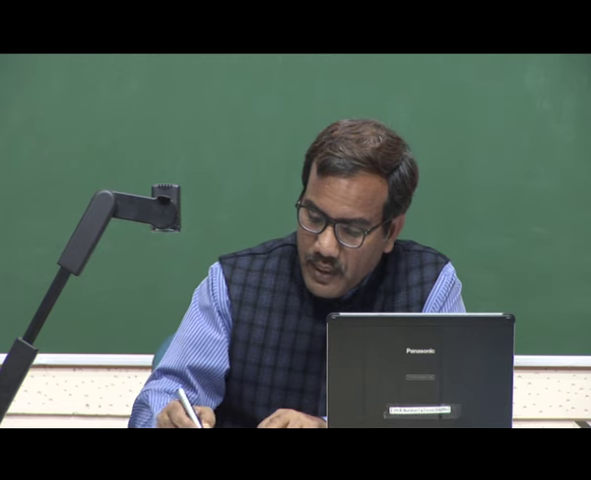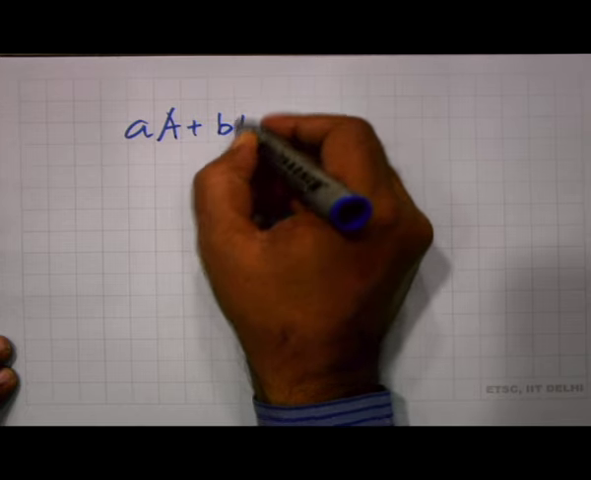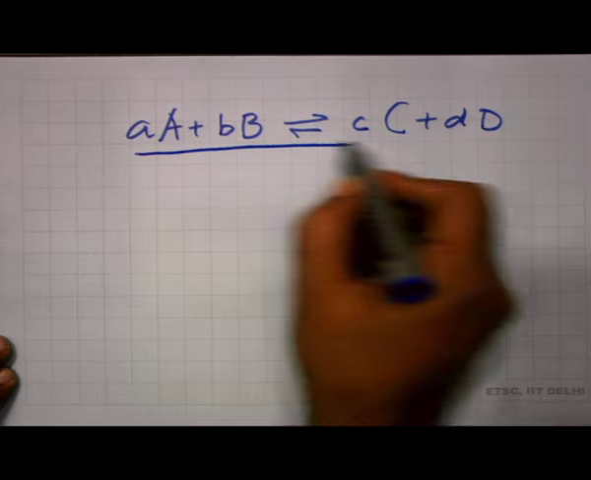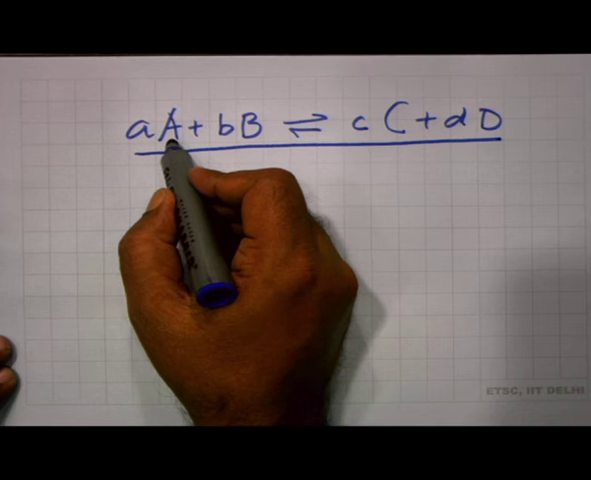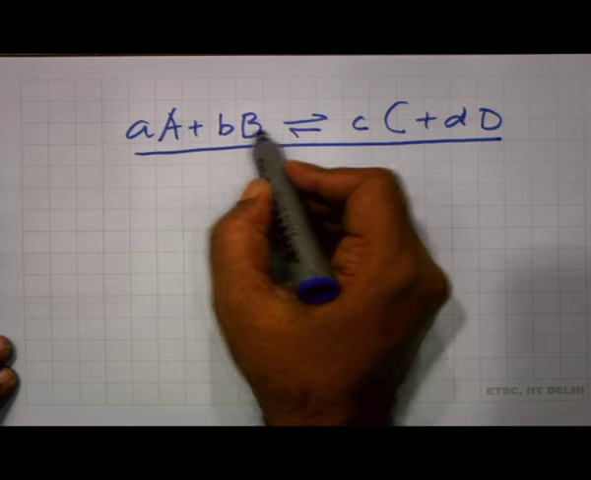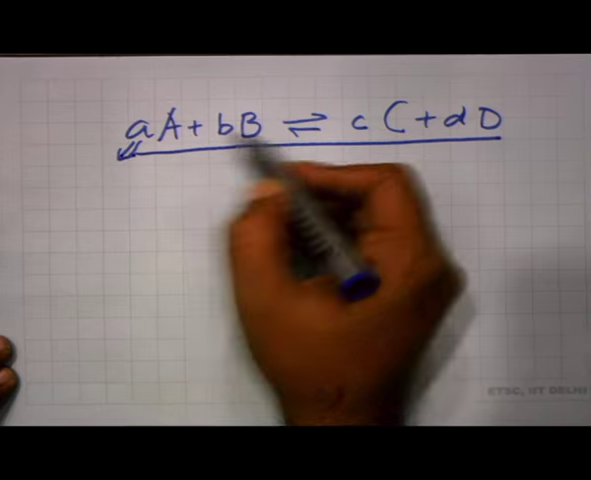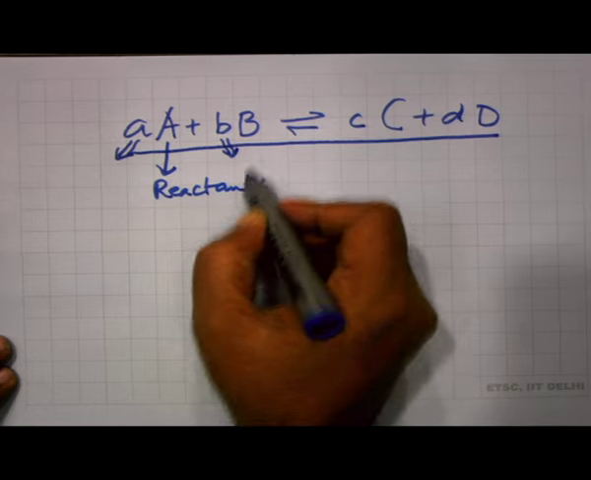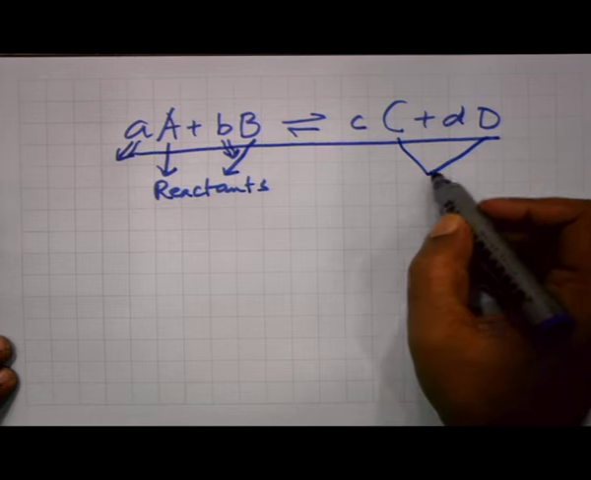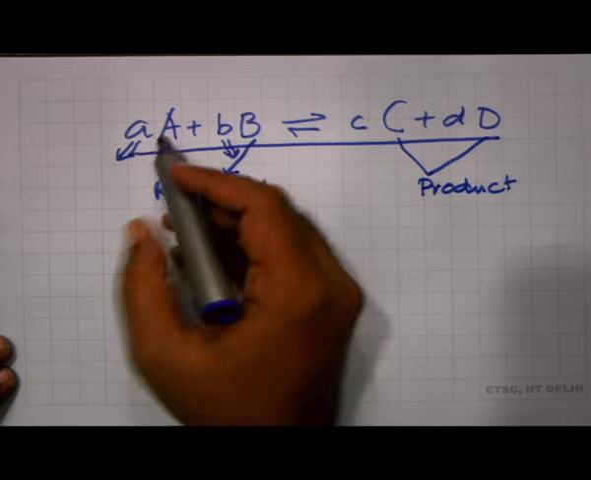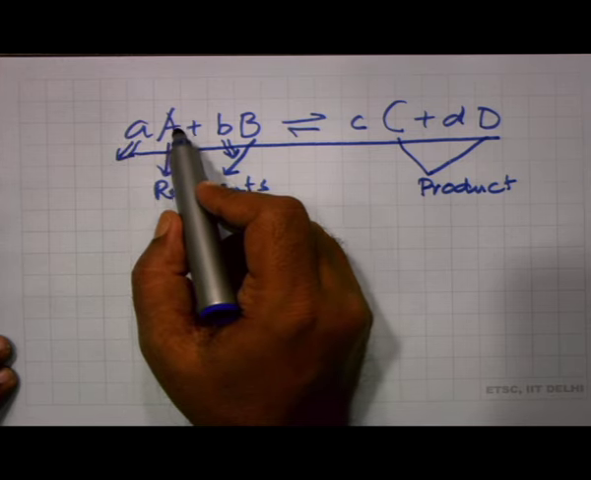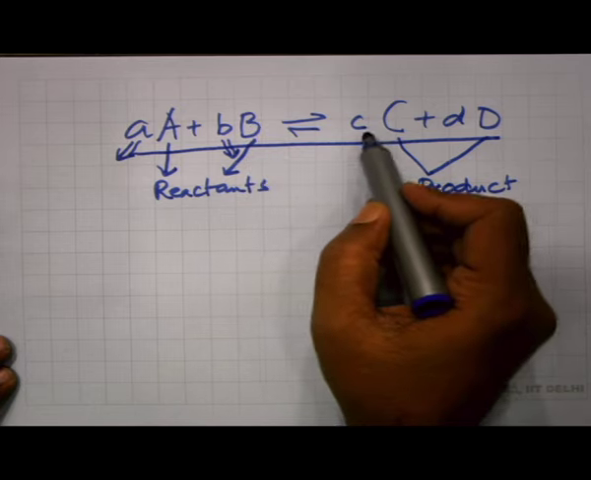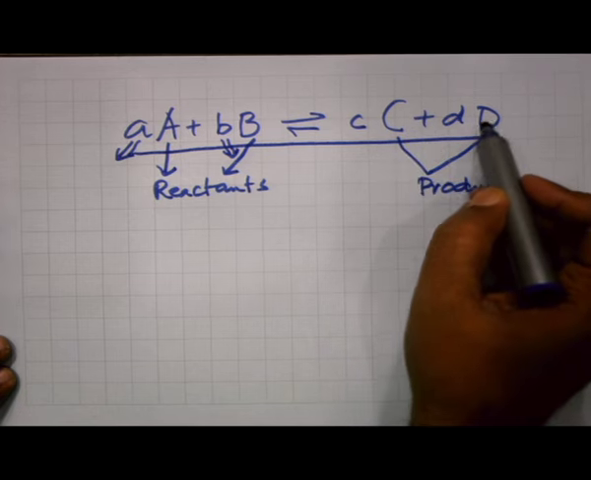For a general reaction, if you look at this reaction, what it means is a moles of reactant A react with b moles of reactant B. So, these are your stoichiometric numbers, these are reactants, and C and D are products. So, this reaction tells you that a moles of reactant A when combined with b moles of reactant B give you c moles of C and d moles of product D.